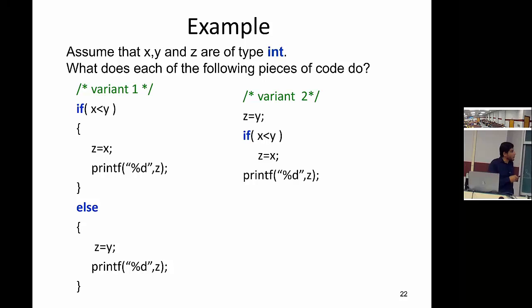So the first block is this one. If X is less than Y, Z equals X, I print something. Else, Z equals Y, I print something. Let's first think of this. What will this evaluate to? I really didn't say initial values of X and Y, but what do you think will be printed at the end on the screen?